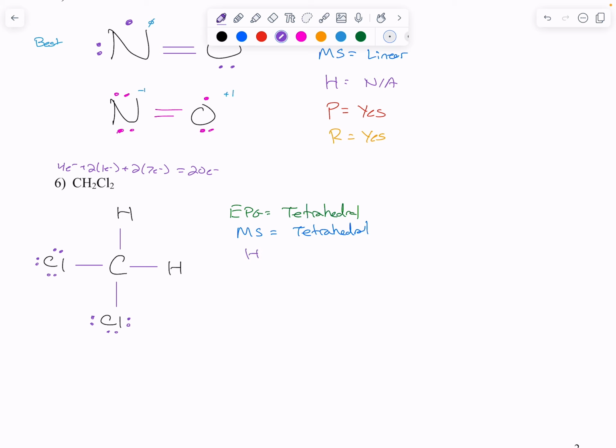Hybridization, sp3. Polar. I'm going to put the yes down because that's a top 5 and that's a top 5, right? And so no matter what, we're going to have polar bonds. Now, it's not that polar. It doesn't mix with water, but it's polar. Resonance would be no. No other way to do that.